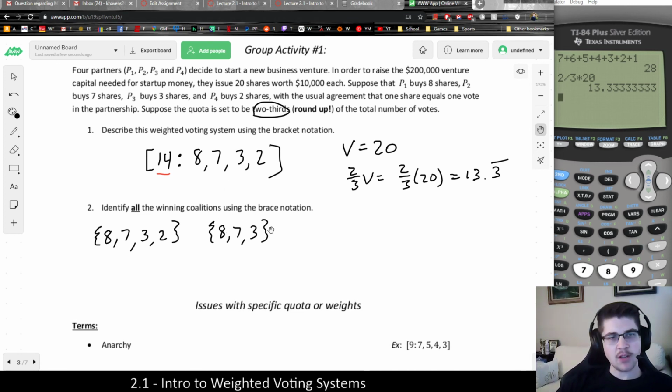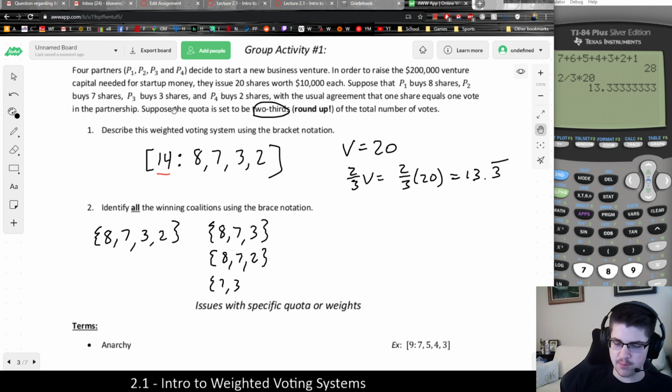But that would be 18. Again, basically add them all up, make sure they meet this number. 872 would be another option, and I believe that's it. Because say I was to look at 732, that's not going to be winning, right? Because that's only 12. Or even 832 would not work either. And remember, there's only going to be 4 3-player groups, and I could look at literally all of them if I wanted to.